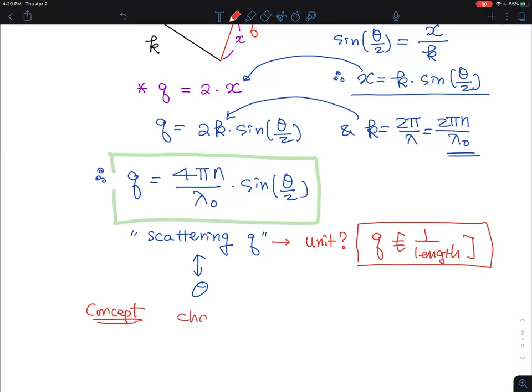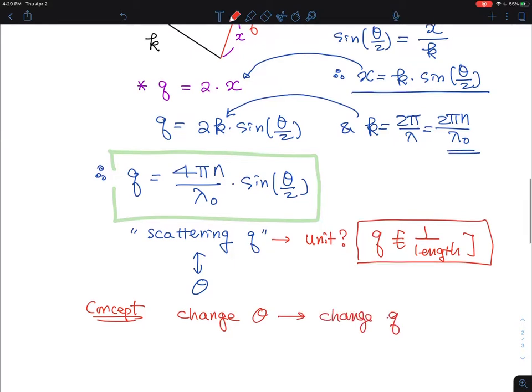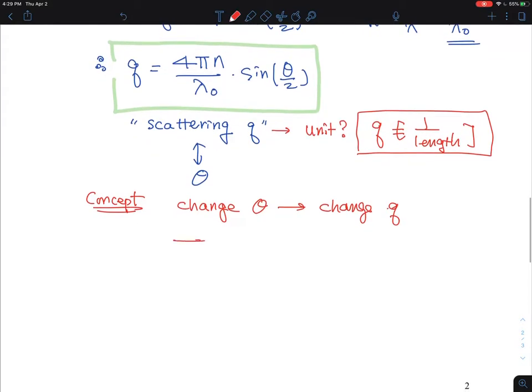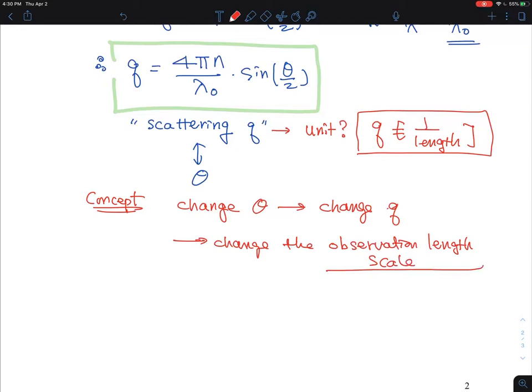When you change your angle, that means you change Q. Changing Q means changing the observation length scale. So this is a good way for us to argue that when you're changing the scattering angle, theta is naturally related to Q. Q is related to 1 over length scale, which is related to the length scale.